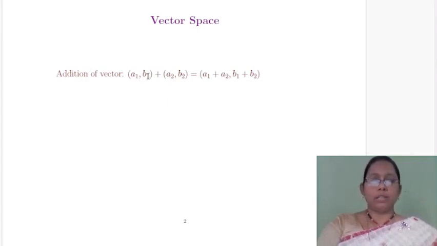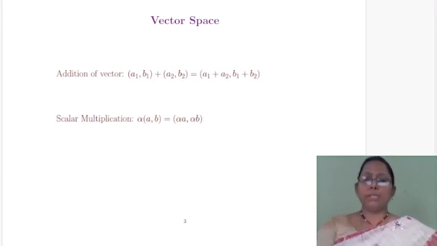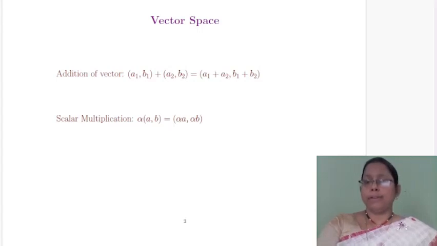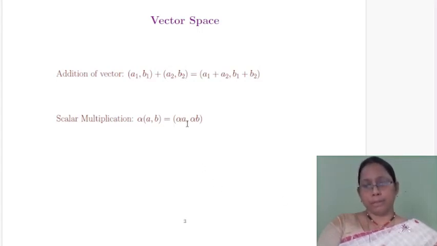This is the initial and terminal point of the first vector added with the initial and terminal point of the second vector. Here vector addition is defined elementwise, that is, the first element is added with the first element of the second vector, the second element is added with the second element of the second vector. Then scalar multiplication. If alpha is any scalar, then scalar multiplication of alpha with the initial and terminal point will increase or decrease the length of the vector by magnitude alpha.